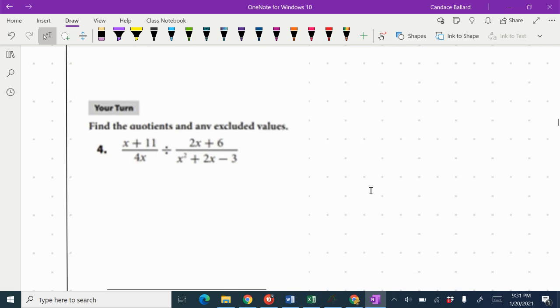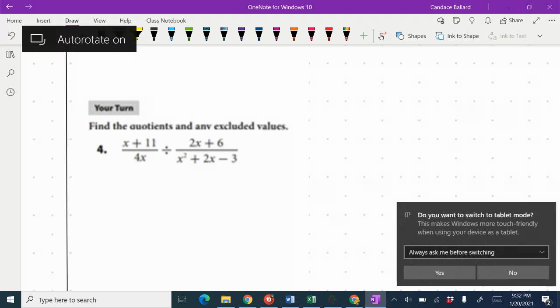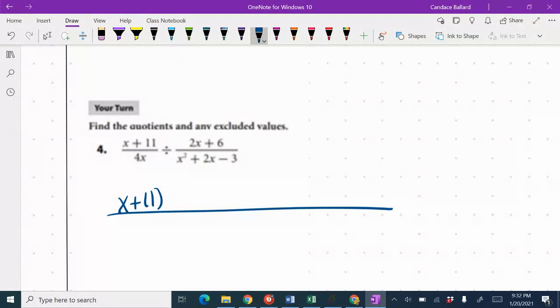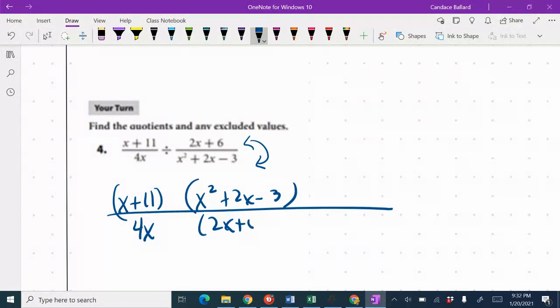So in this video, we're going to continue topic 7.2 on dividing rational expressions, and we're going to work on Your Turn number 4. In this problem, I'm going to start by keeping the first term exactly the way it looks, x plus 11 over 4x. Then I'm going to flip the reciprocal, or multiply by the reciprocal, on the second term, which would be x squared plus 2x minus 3 times 2x plus 6.